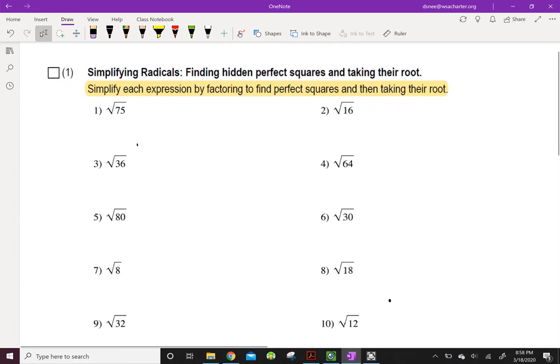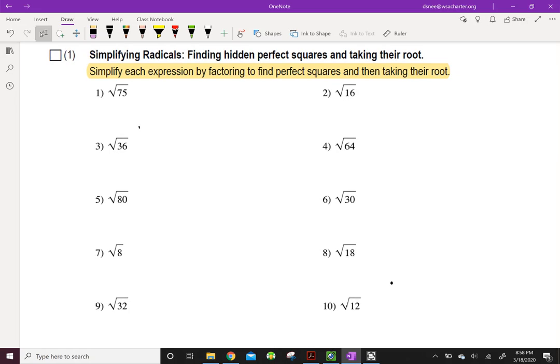Okay, so this page says simplifying radicals, finding hidden perfect squares and taking their root. Your notes should be helpful with this. This is what we were just doing. It says simplify each expression by factoring to find perfect squares and then taking their root. So all I'm trying to do is find perfect squares that are evenly divisible.